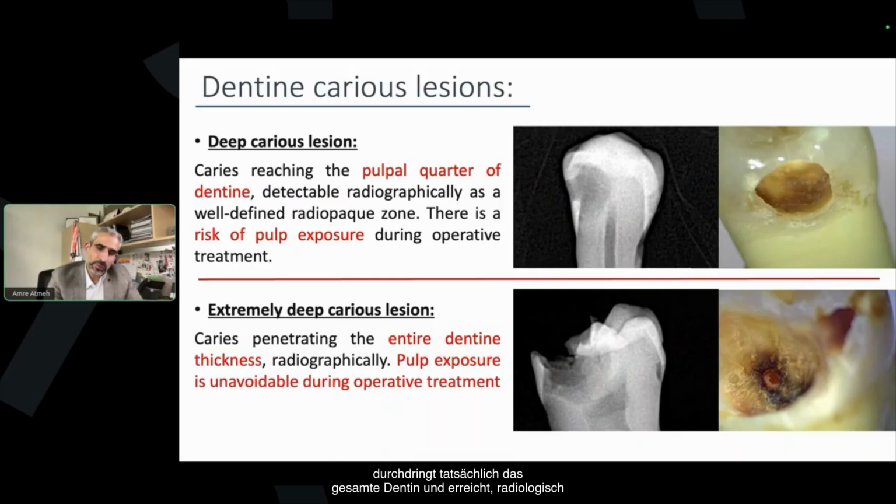The extremely deep caries, on the contrary, based on the definition, is actually penetrating the entire dentine, and radiographically it's reaching the pulp space. So pulp exposure in these cases is anticipated, and it is unavoidable during operative treatment. For those cases, you will most probably end up with, as I said, either pulpotomy or pulpectomy, depending on the clinical picture of this treatment.